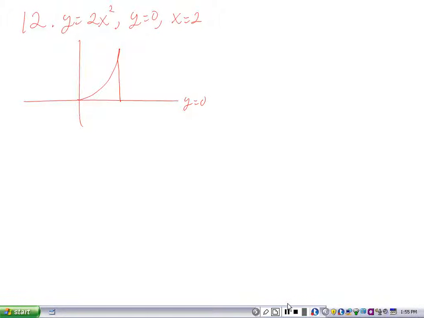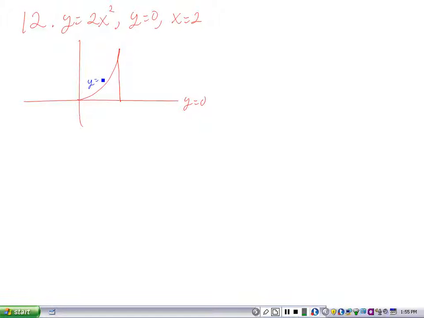Number 12, we're given y is equal to 2x squared, y is equal to 0, x equal to 2. Well, let's graph this out first. This is a parabola, and then it goes up to x equal to 2 and y equal to 0. So y equal to 0 is this guy.